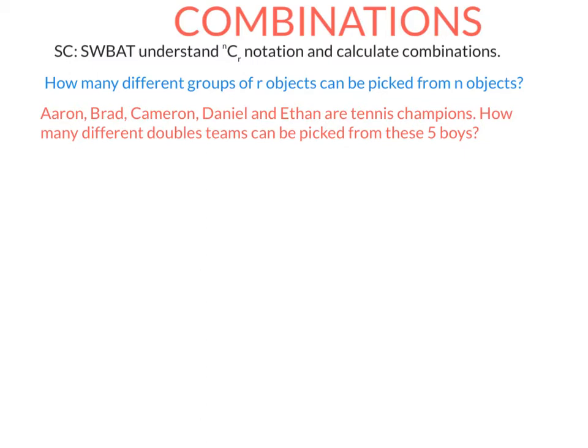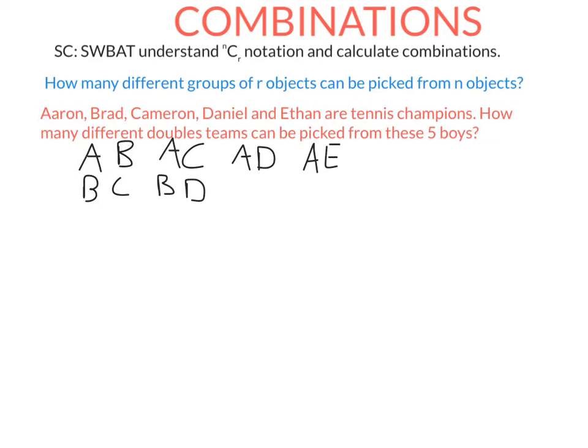I could easily count this because there's not many of them. So I could have Aaron and Brad. I could have Aaron and Cameron, Aaron and Daniel, Aaron and Ethan, and so on. I could have Brad and Cameron, Brad and Daniel, and so on. So these are all the possible combinations. There are 10 possible combinations. There are 10 different ways that I could pick 2 out of these 5 gentlemen to play tennis. This was really easy, as I said, because there weren't too many people. We were just picking 2 from 5. So the answer to our question is 10.